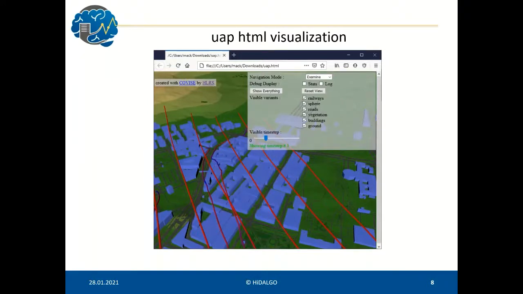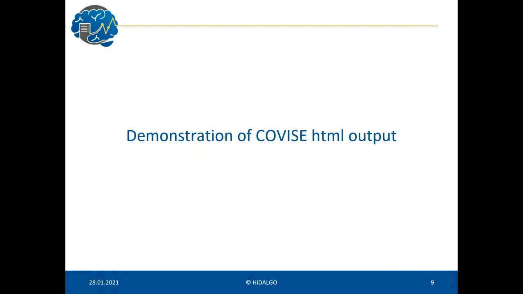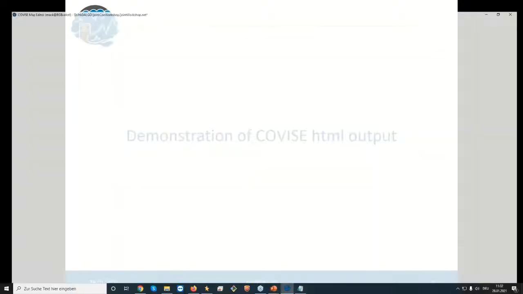This is how it looks. I just took a screenshot of it. We have a rudimentary graphical user interface, which allows us to toggle different parts of the visualization. So I would like to show this in action. I prepared a simple visualization of our urban air pollution use case. Now I hope I shared the screen correctly.